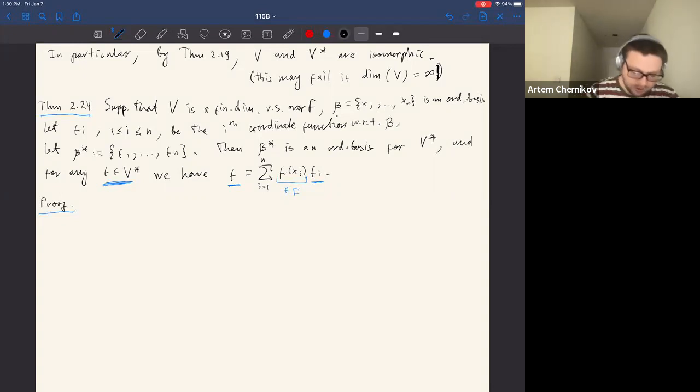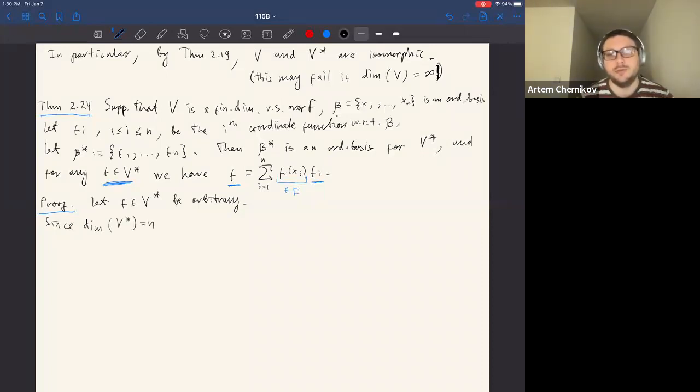Okay. So let f be an arbitrary vector in V star. Now, as we just discussed, the dimension of V star is equal to n. Okay.